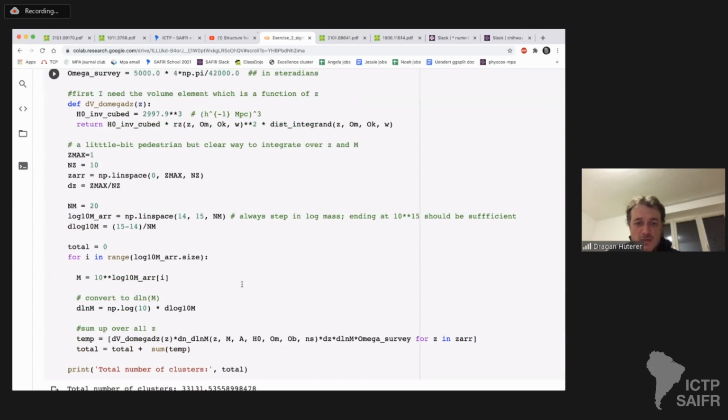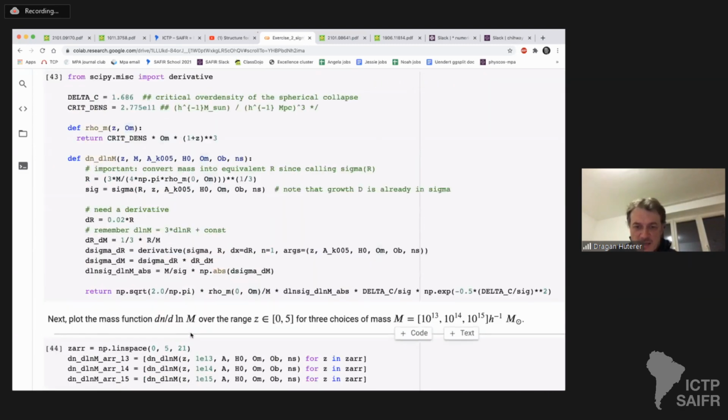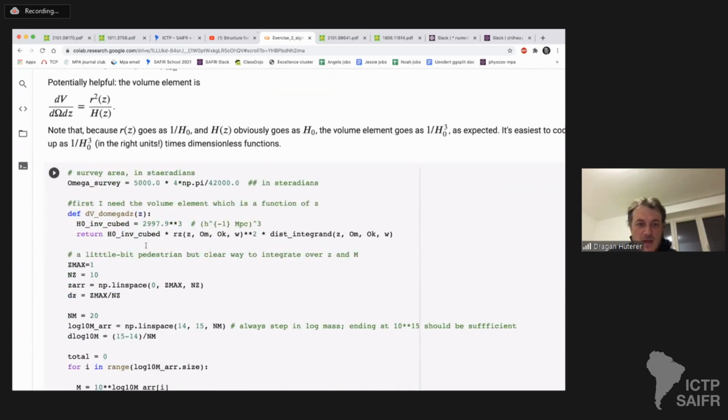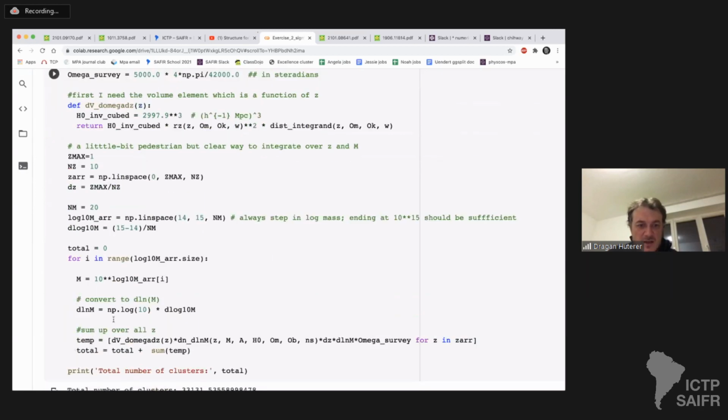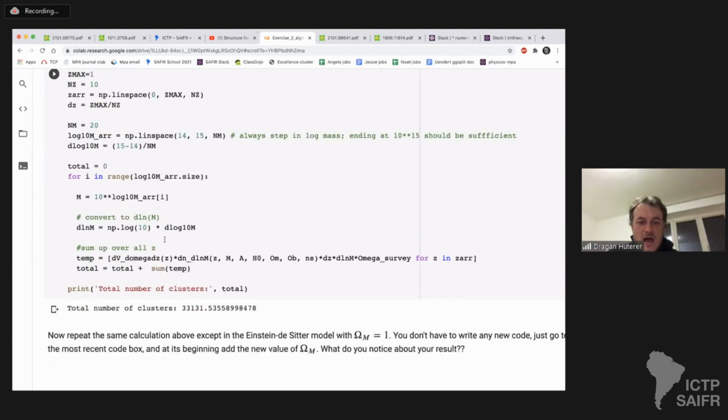Why? Because it's doing multiple integration. I didn't do anything to speed it up. Sigma is an integral. Then I guess the mass function is not an integral, and then I'm integrating two more. So I have at least a triple integral: one in sigma and two in here. And so it takes a while. I get the answer. If you do that correctly, you have 33,000 clusters above mass 10 to the 14.